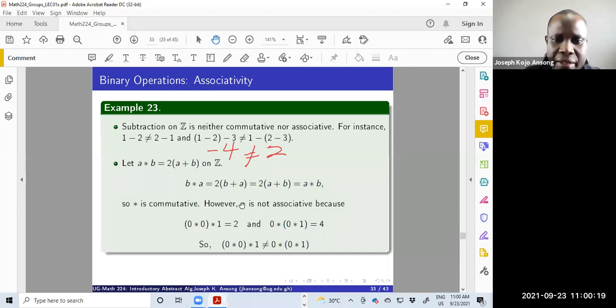Now it is not associative. This operation is not, and we can prove it using just a single example. Okay, or disprove it, I should say.